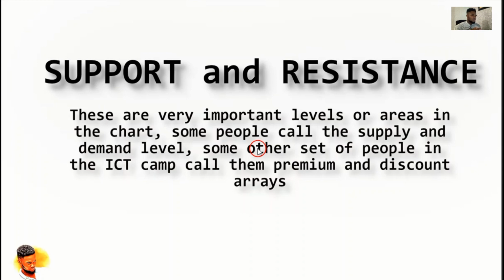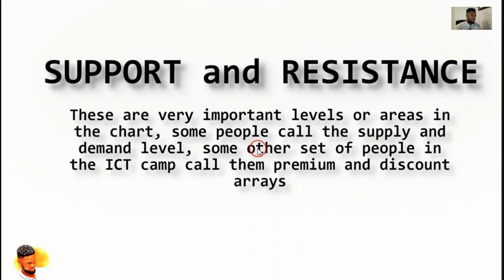Brief introduction: support and resistance. These are very important levels or areas in the charts. Some people call them, sorry, this is a mistake here. It should be them, not T. Some people call them supply and demand level.